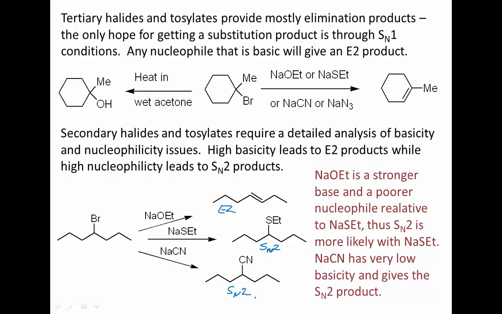Well, sodium ethoxide is a stronger base and a poorer nucleophile relative to sodium thioethoxide, or NaSEt. Thus, the SN2 is more likely with NaSEt. Sodium cyanide has a very low basicity and is going to give us exclusively the SN2 product. So we have to analyze all the factors carefully when we have a secondary halide.